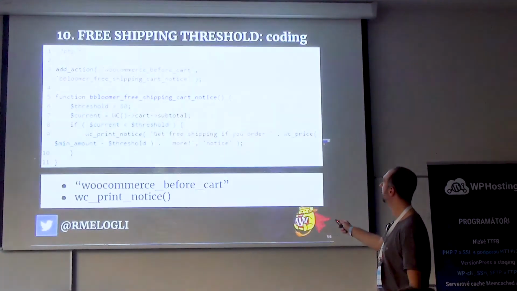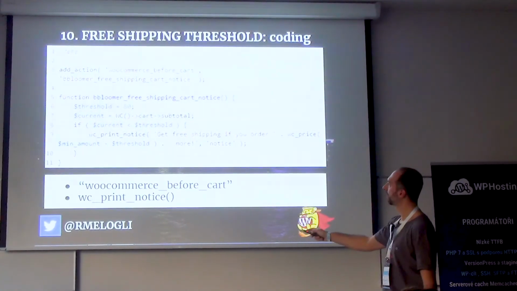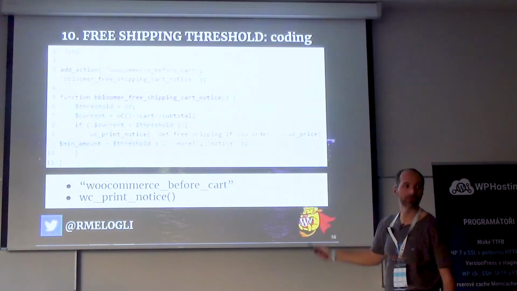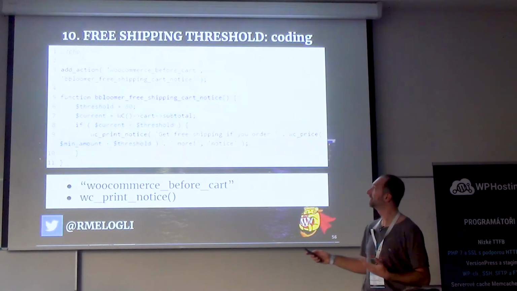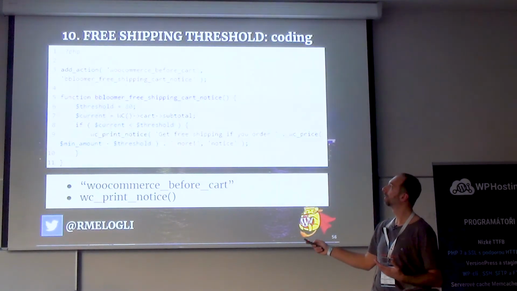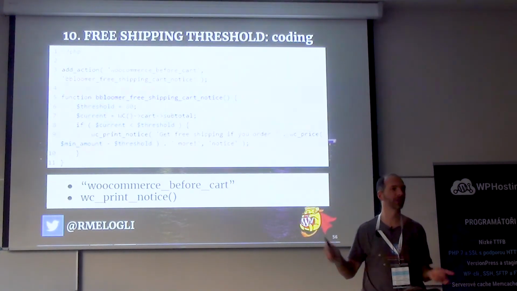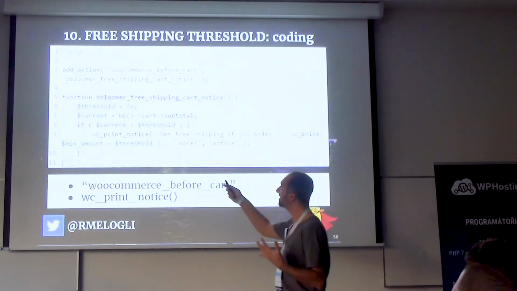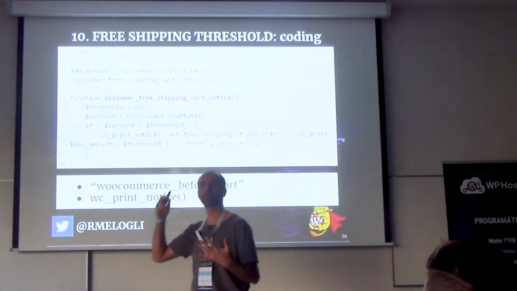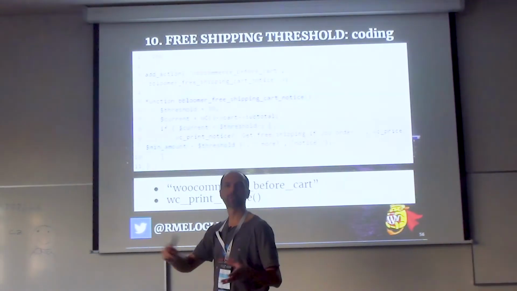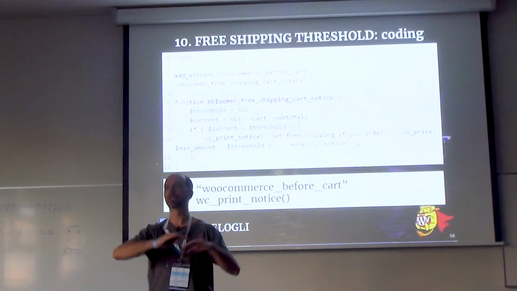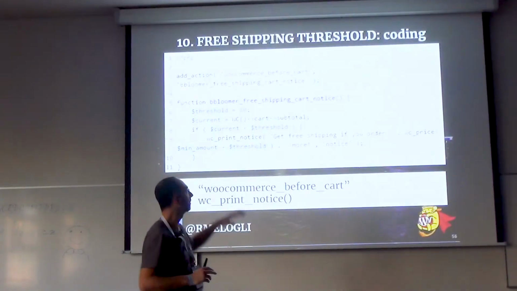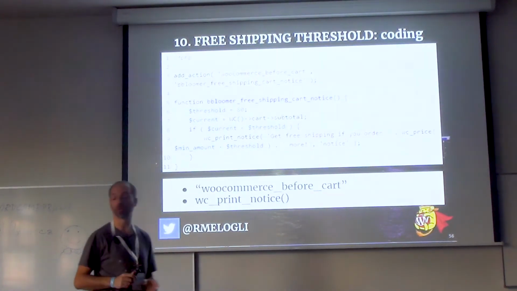And a way is to show a notice on the cart page that says, get free shipping if you buy X more, right? And that X is the calculation of the subtotal minus your free shipping threshold. Once again, it's PHP, so that 80 can actually be taken from your shipping zones, from your shipping rates, but for now, we just keep it fixed to 80, okay?